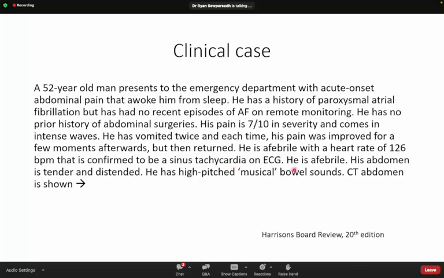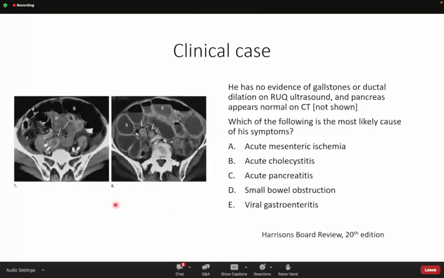He is afebrile. His abdomen is tender and distended. He has high-pitched, so-called musical bowel sounds. CT is shown here. This gentleman has no evidence of gallstones or ductal dilatation on a right upper quadrant ultrasound. The pancreas appears normal, but we can't really see the pancreas in this particular cut, though it did appear normal.